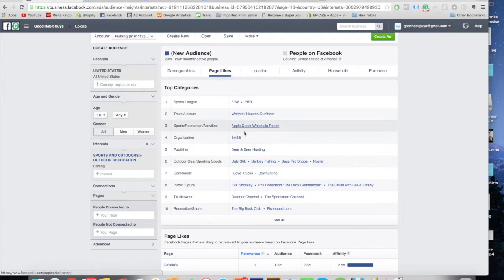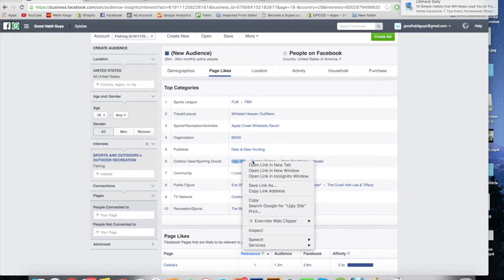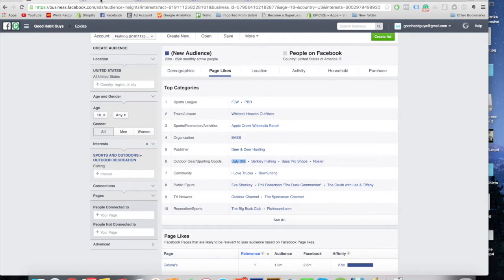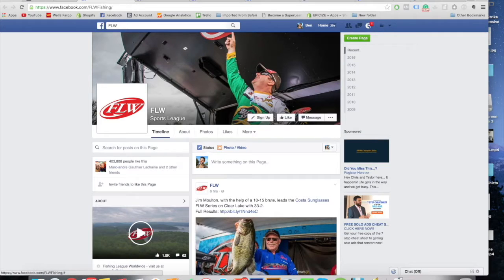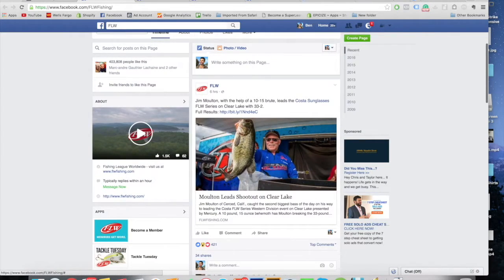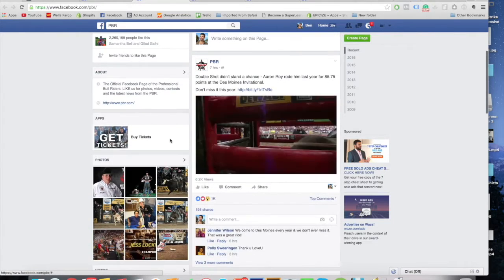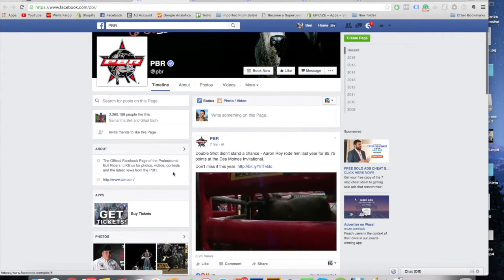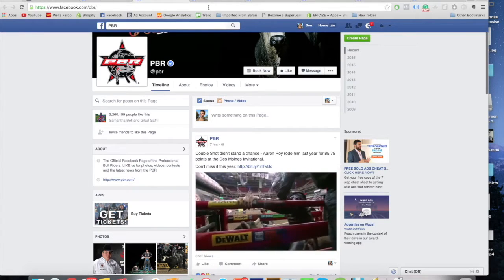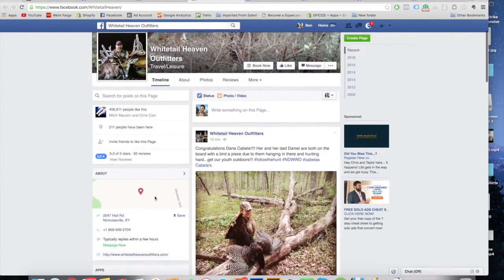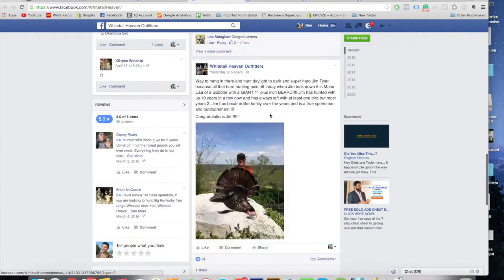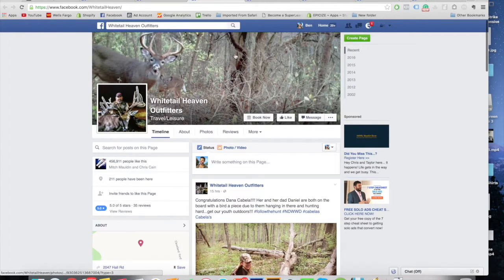So I open Apple Creek, okay. Let's open Bass, and I'll open a few more. And we can start seeing. Okay, so I got here Sports League, Fishing League. Okay, that's already good. That's pretty specific because it's related to fishing. Let's see. This is bull riding, I think. Professional bull riders. Yeah, so you see this is already something that's not even remotely related to fishing. Whiteline Haver. This seems like a hunting page. Yeah. So fishing is some kind of hunting.